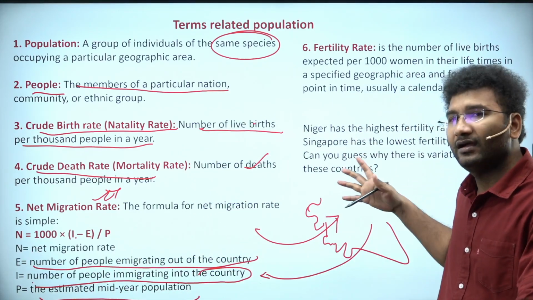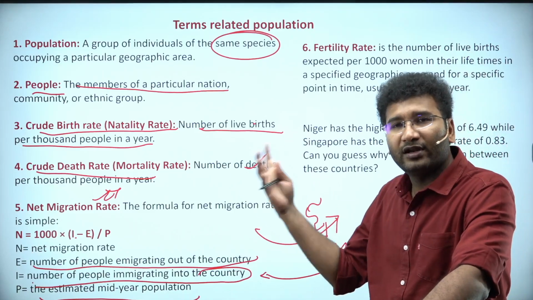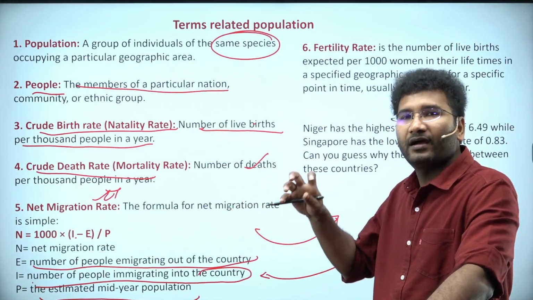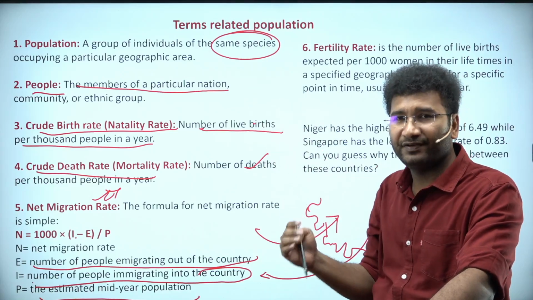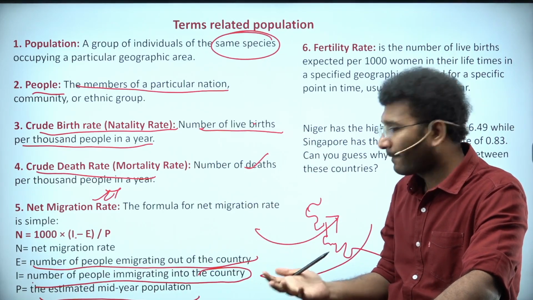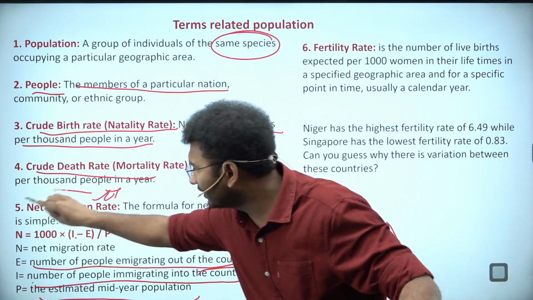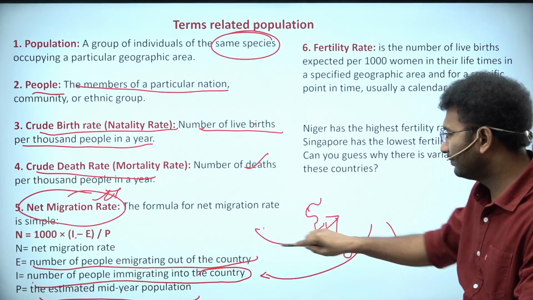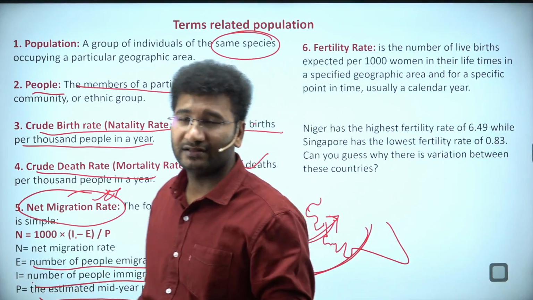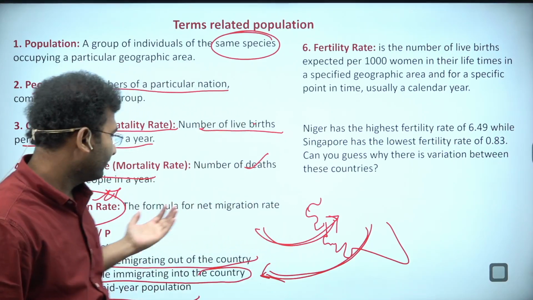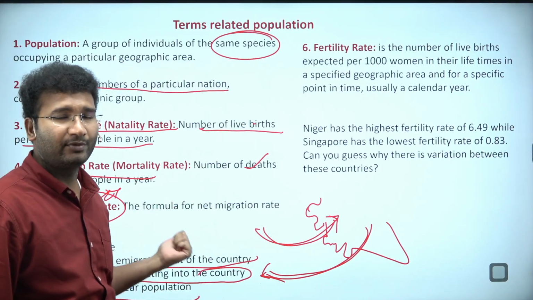Mid-year means maybe the total population you have calculated and you take an average of it. Every month you calculate and you take an average of it. That is called the mid-year population. This is called the net migration rate. That means how many people are coming, how many people are going, and you calculate the population on an average. That is called the mid-year. So if you put it into, this is your population formula.